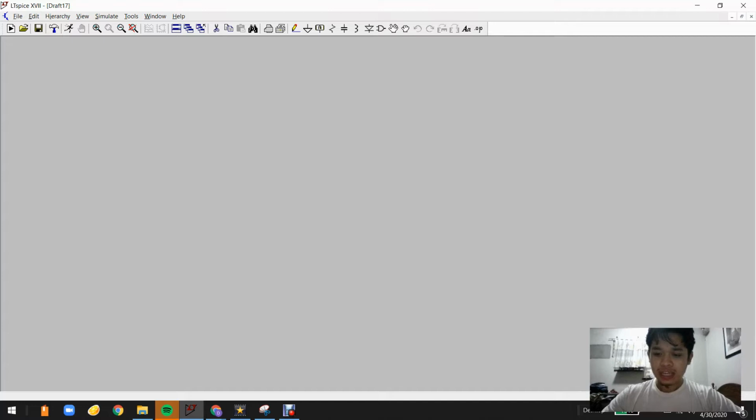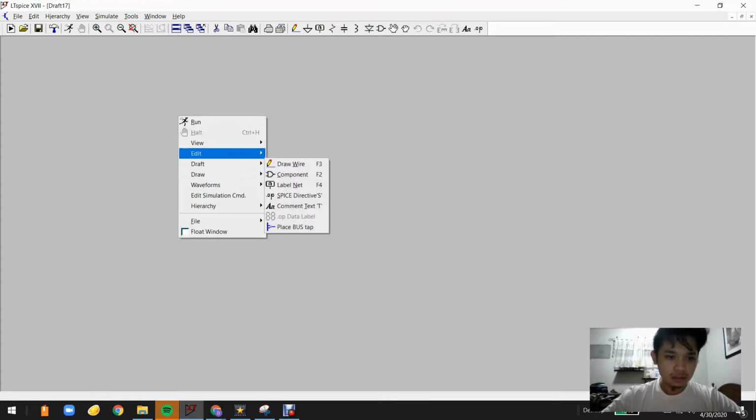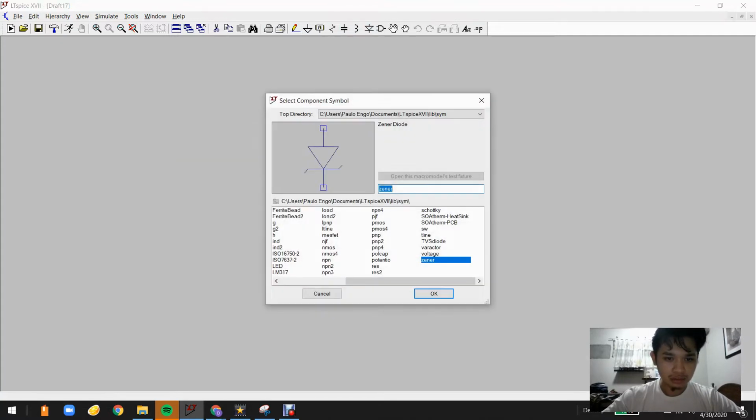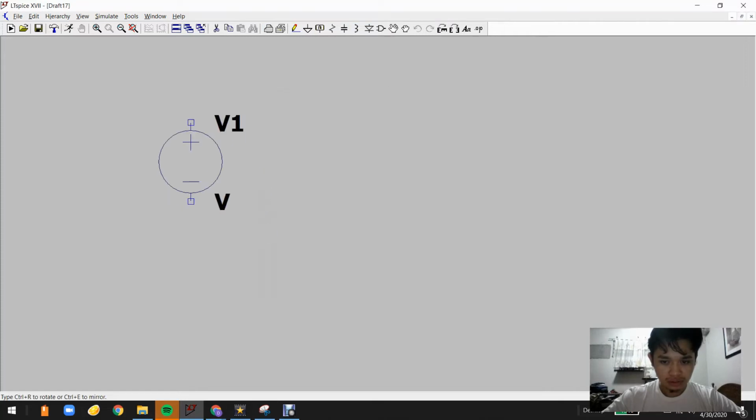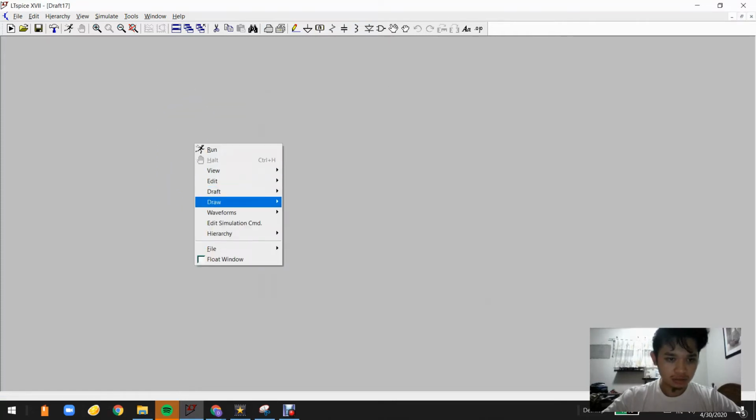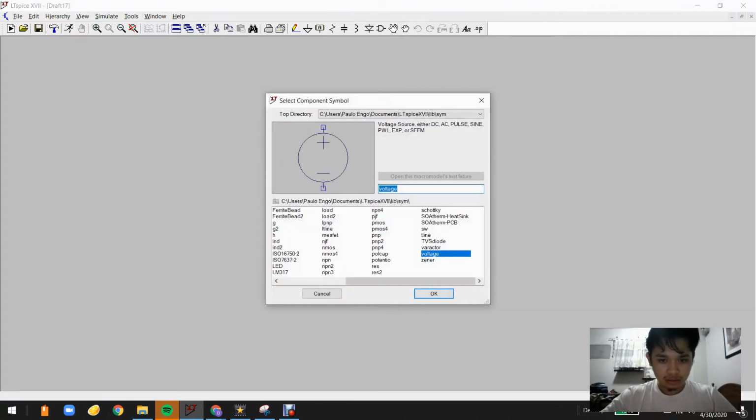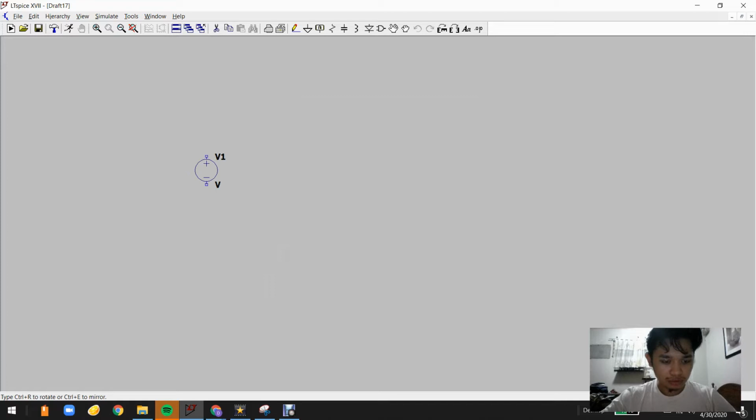So the type that we're gonna do today is a variable power supply, which makes it easy to adjust the output voltage and sometimes the current itself. So what we're gonna do first is make our power source. So with that, we're gonna have our voltage. We're gonna establish our voltage there.